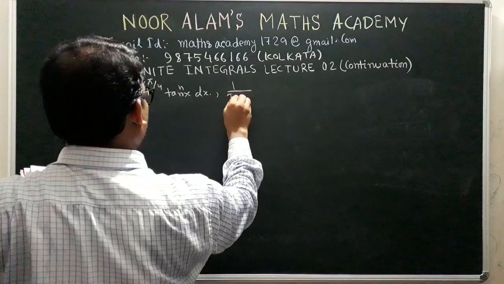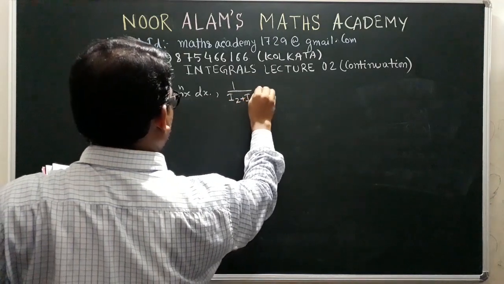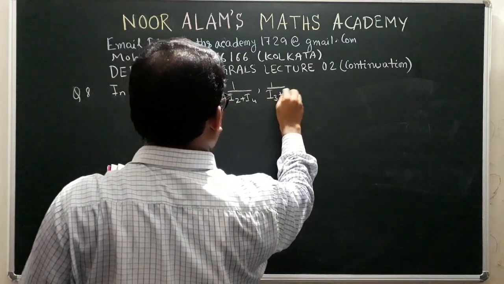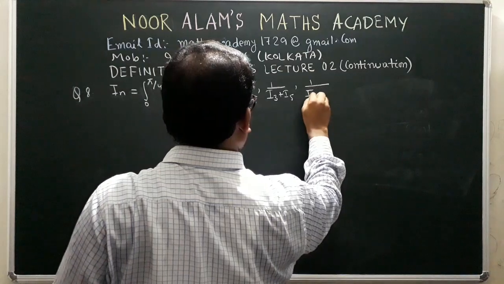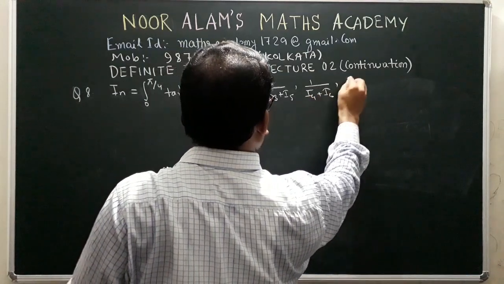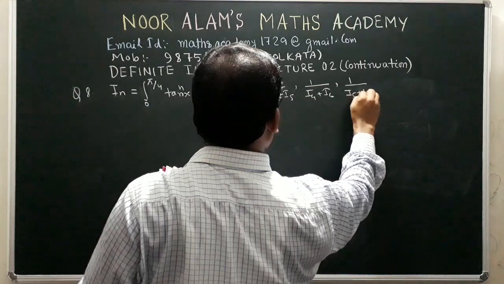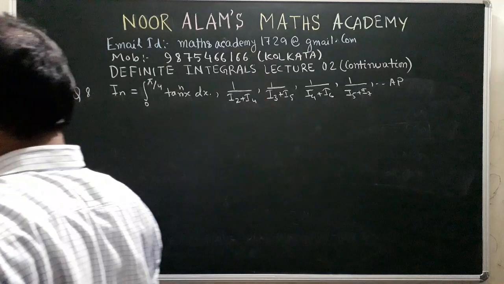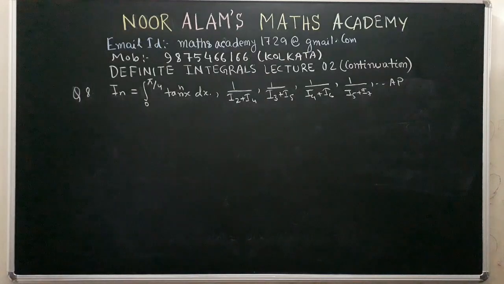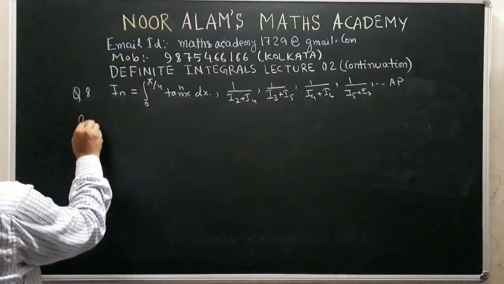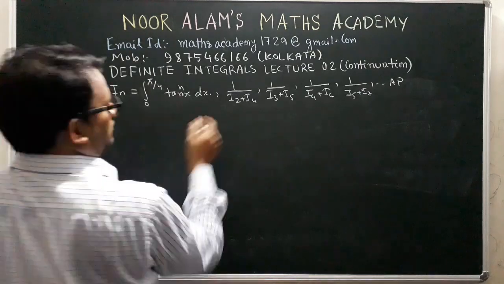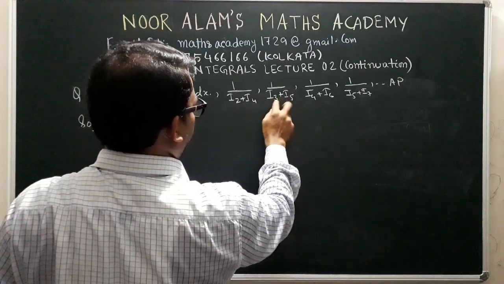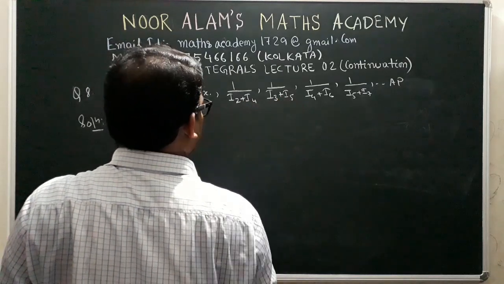Now we have to show that 1 by I1, 1 by I2 plus I4, 1 by I3 plus I5, 1 by I4 plus I6, 1 by I5 plus I7 are in AP. We have to prove that these values are in AP. Now how can we find this? If you look at these terms, if one index is 2, the other is 4. If one is 3, the other is 5. So the difference between the two indices is 2.